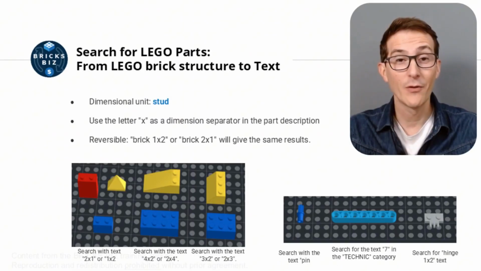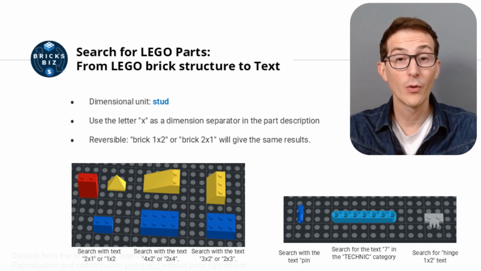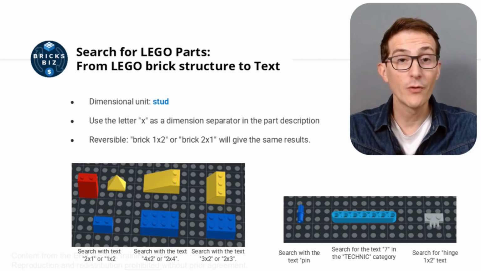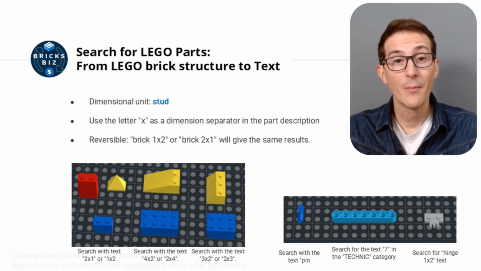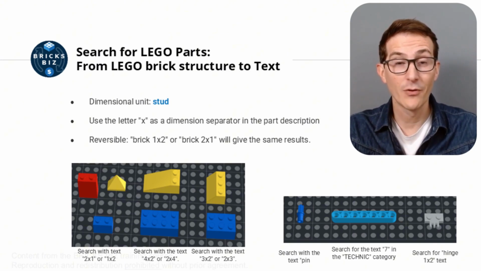Now that you're done with your first 3D modeling, I'm going to give you a few more tips to speed up your search for parts. As you may have noticed in the first exercise, you don't need to type the whole description, or the whole words, to find the parts you need. Studio filters the search results as you type. Nor is it necessary to respect the order of the words in the description. Typing brick 1x2 or brick 2x1 will give you the same results.